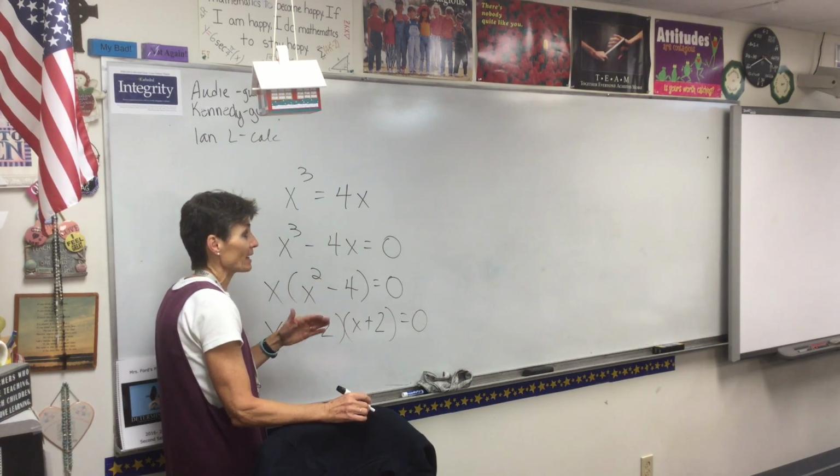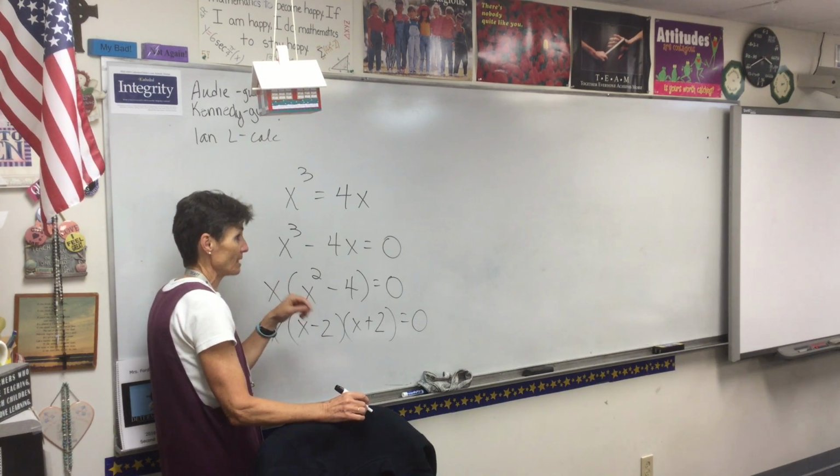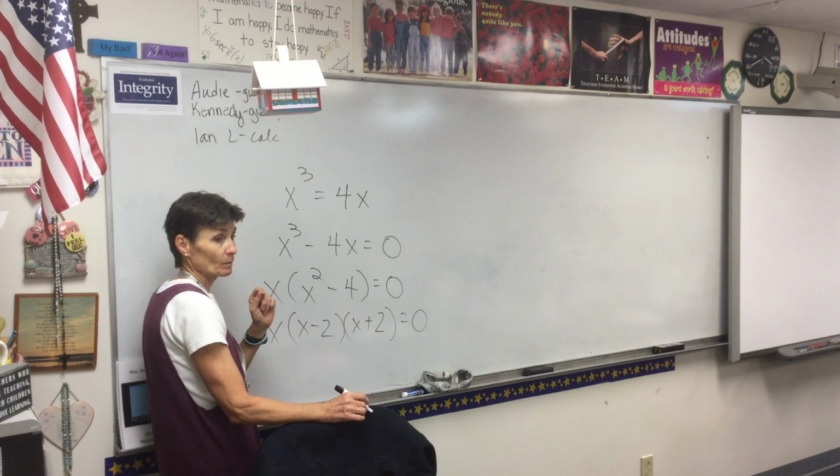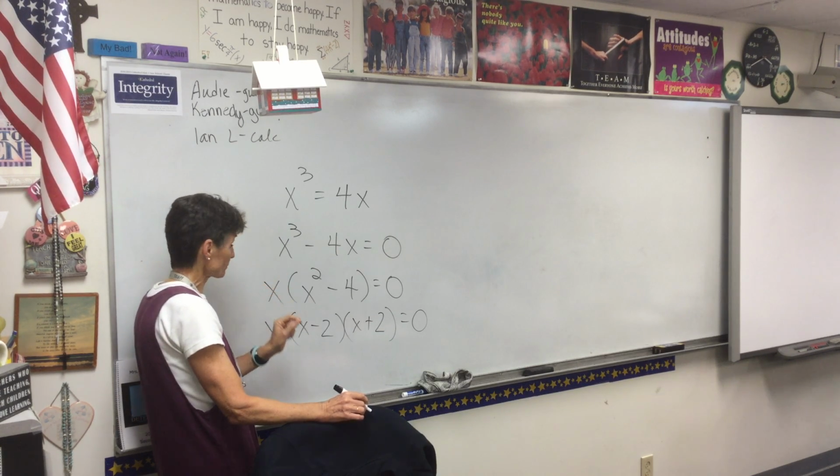Listen, if you've forgotten that, guys, you got to remember. A squared minus b squared is a plus b, a minus b. Right? Make a note of that. Put a star by it. You need to know that.